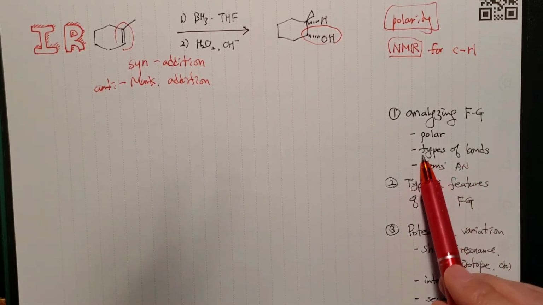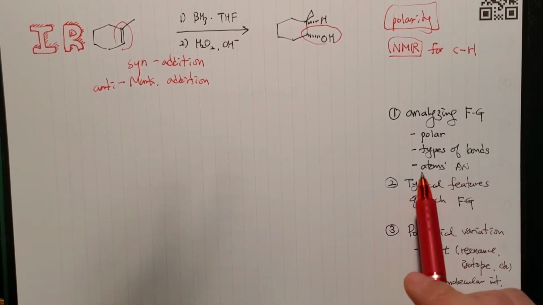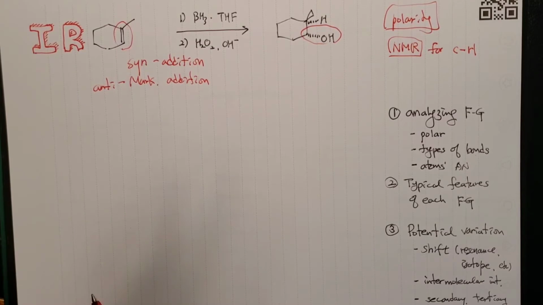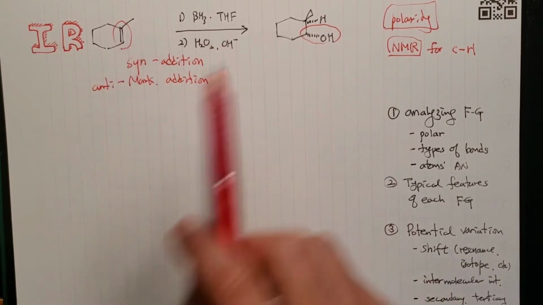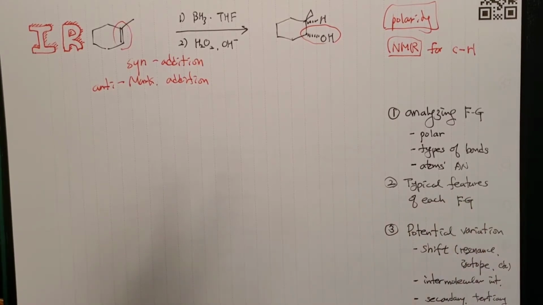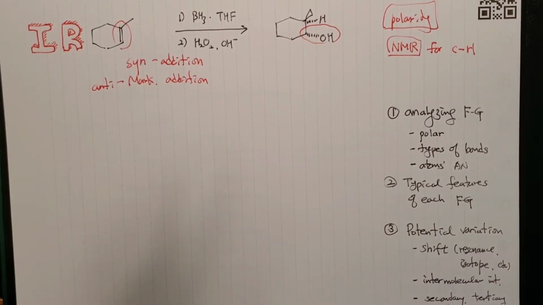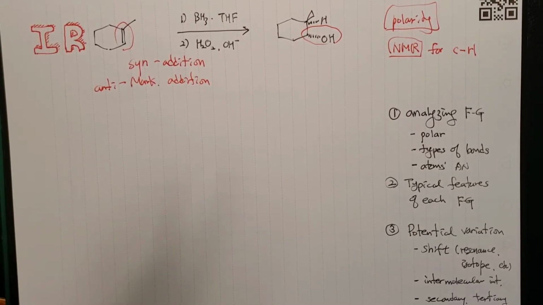And also you need to know types of bonds: single bond, double bond, triple bond, and whether you have light atoms or heavy atoms, because that's affecting the signal. So you need to find out what functional group you are looking at. Then you need to remember, and I'm going to show you, the typical feature of the signal for each functional group. So once you know the typical ones, you can assign certain signals with confidence and other things, non-polar ones, with care.